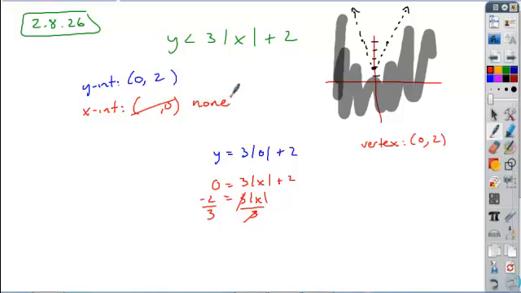There is no x-intercept. Now, could you tell that from the graph? Yeah, when you look at this graph, the vertex is above the x-axis and the graph opens up. So it's never going to turn back around and come back and cross that x-axis.